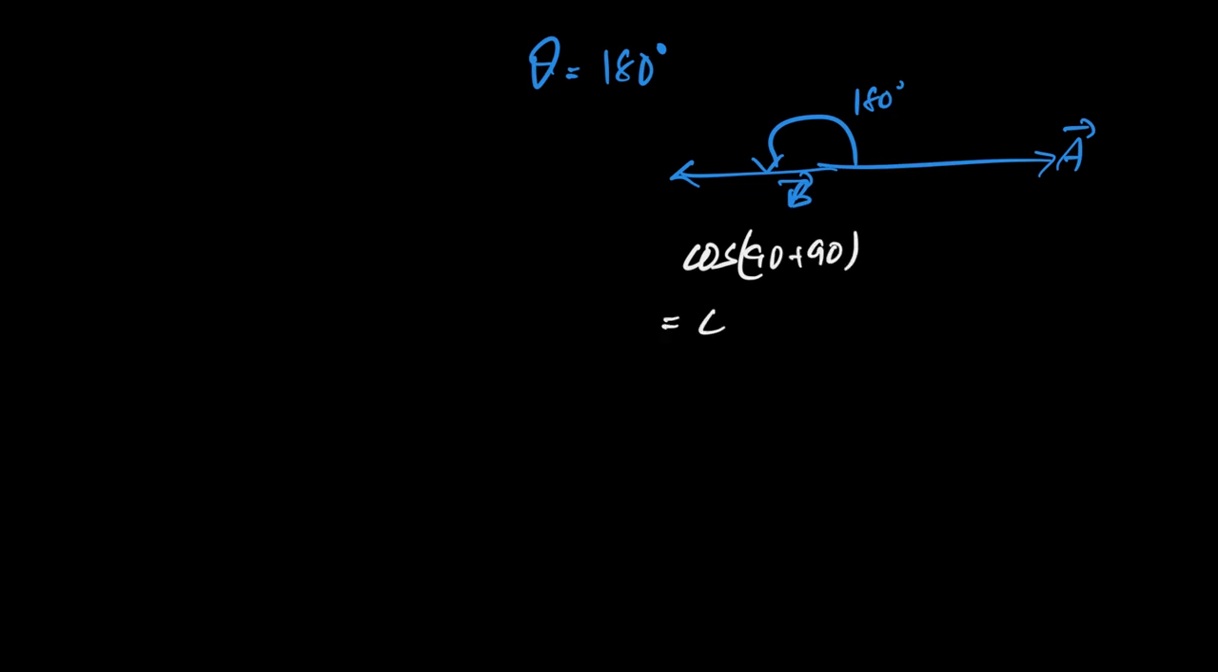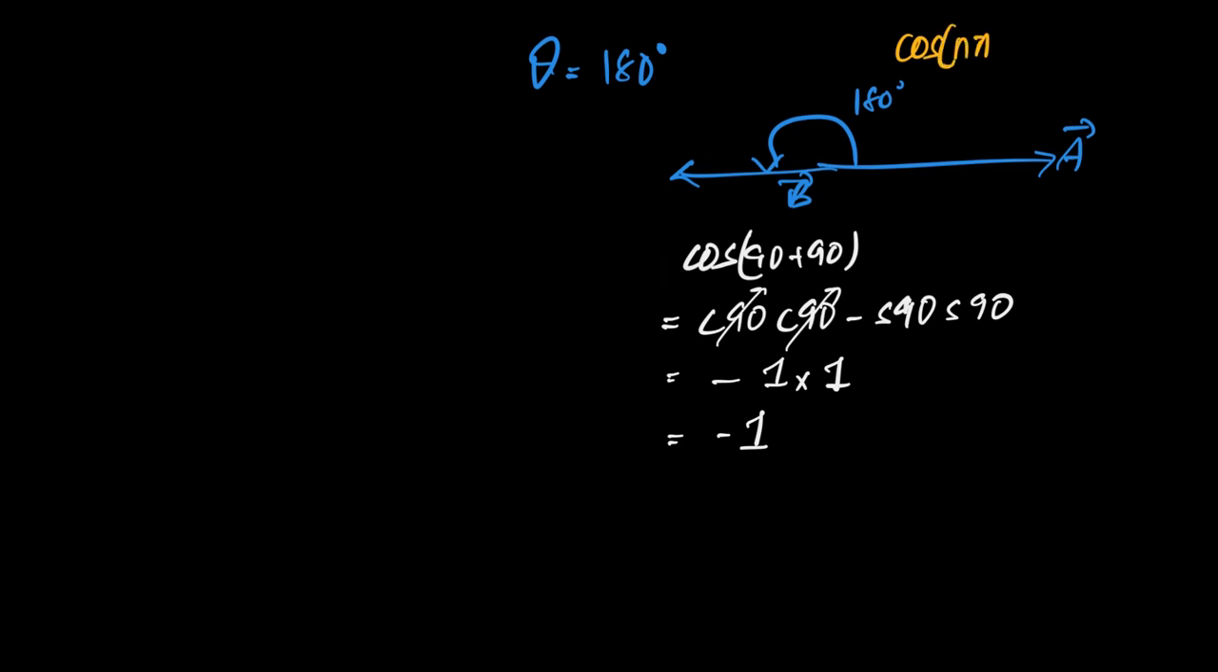Cos A plus B is cos A cos B minus sin A sin B. What is cos 90? We know it is 0. What is sin 90? It is 1. So what do we get? Minus 1.